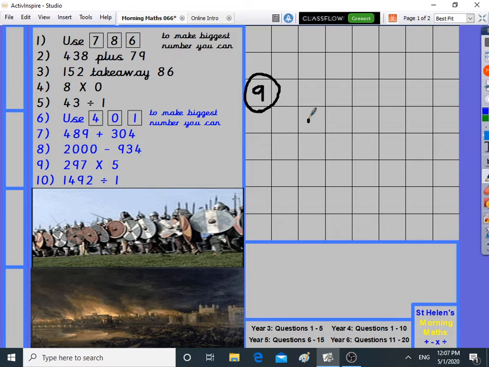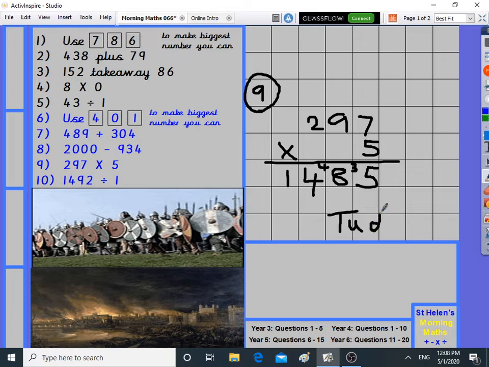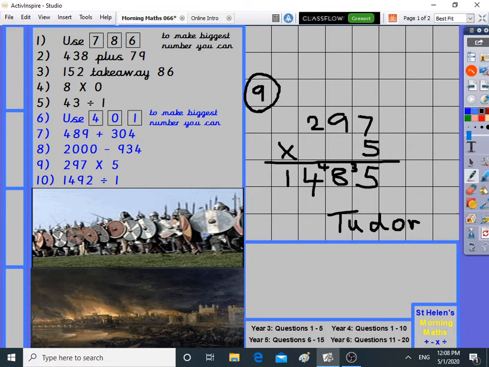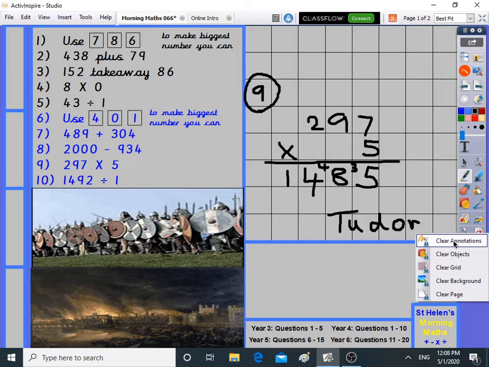297 times 5. 5 times 7 is 35. 5 times 9 is 45, plus 3 is 48. 5 times 2 is 10, plus 4 is 14. 1485, or if it was a date, we would say 1485. And that's what begins what's called the Tudor period. You've probably heard of King Henry VIII. Well, the Tudor period began when his dad, Henry VII, became King of England in 1485. We'll be moving on to question 10.